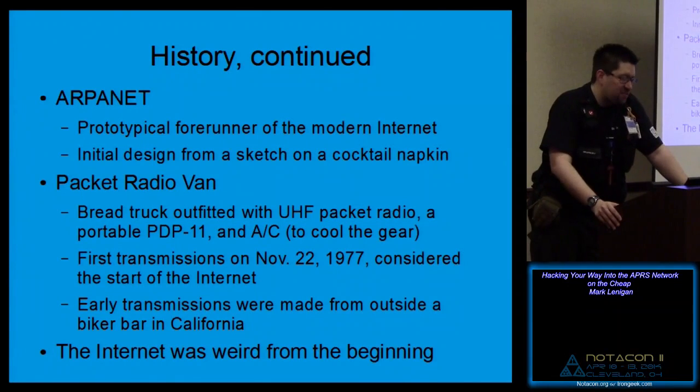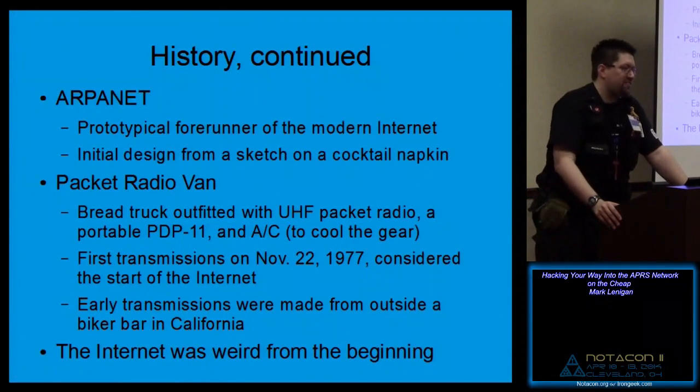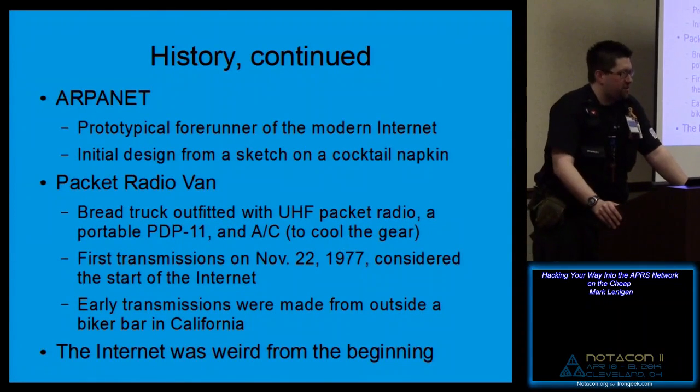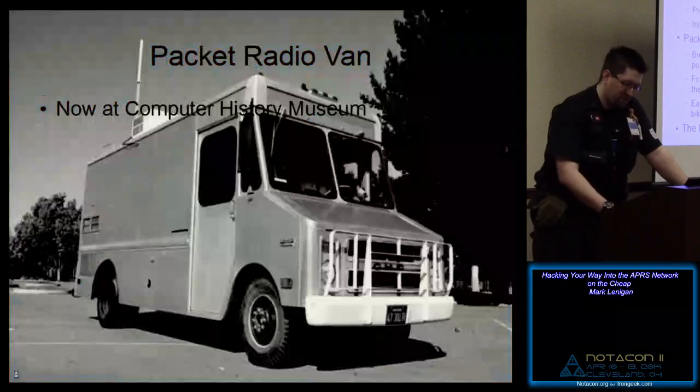And on November 22nd, 1977, they made the first transmissions on a packet net from this van. And of course, because it's the 70s and it's the internet and it's California, they decided to go to a biker bar and sit at the picnic table and transmit their packets back and forth from there. So the internet was weird from the beginning.